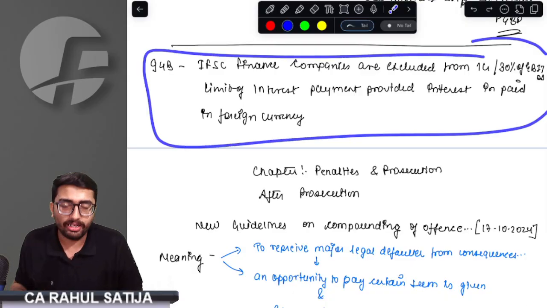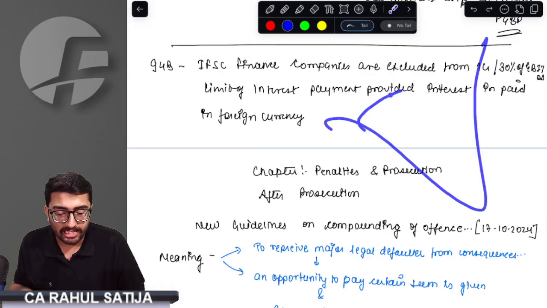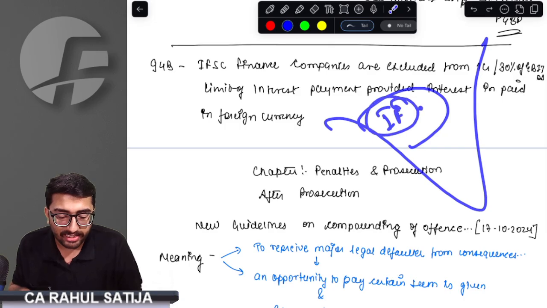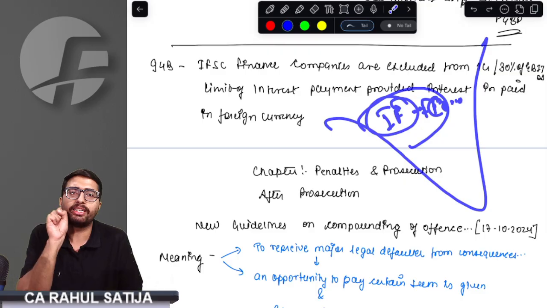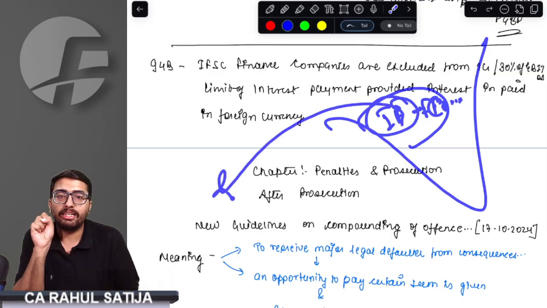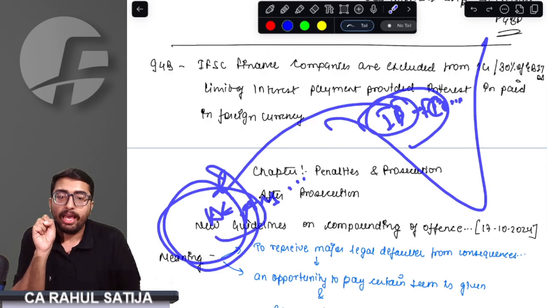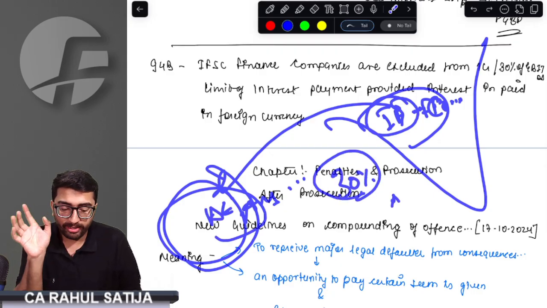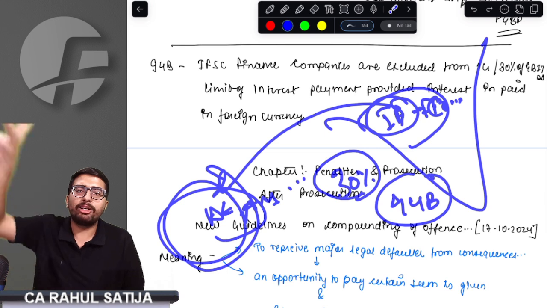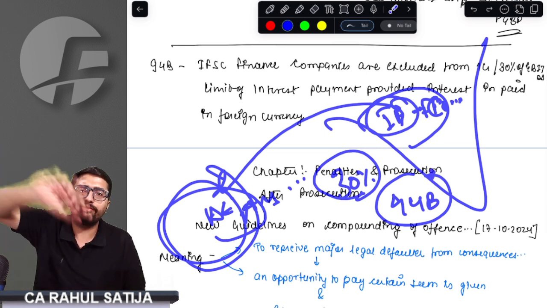Also, there was another important amendment. If any entity is into IFSC, such as a finance company located in IFSC, and it pays any interest to an associate located outside India, will the 30% limit apply? If you remember, 94B talks about the maximum interest that you can pay to an associate. The maximum interest that you can pay to an associate is 30% of EBITDA.